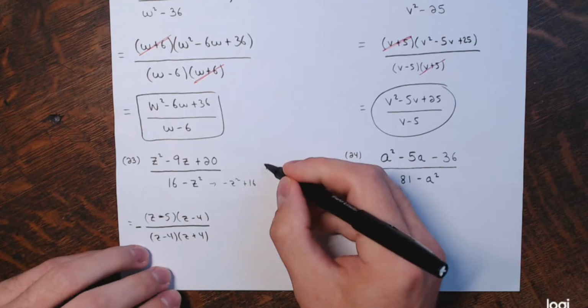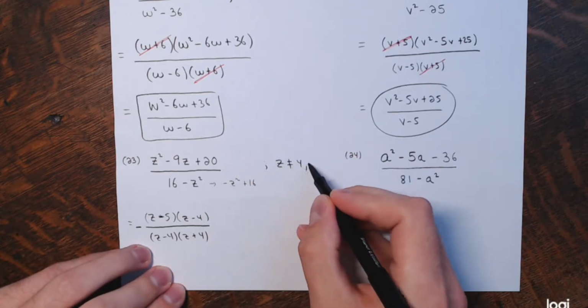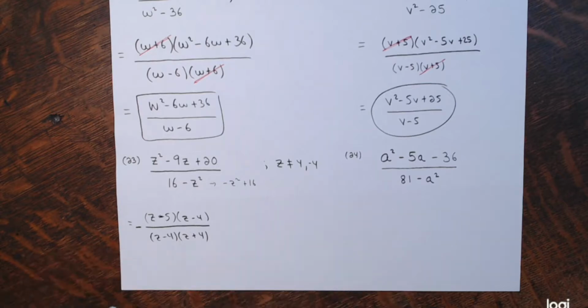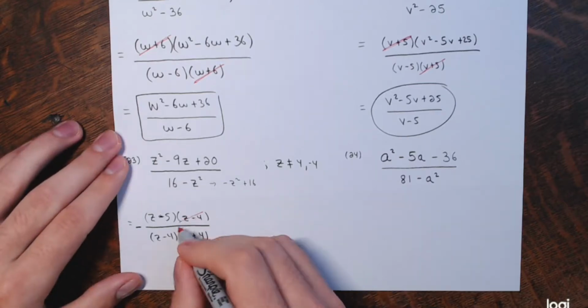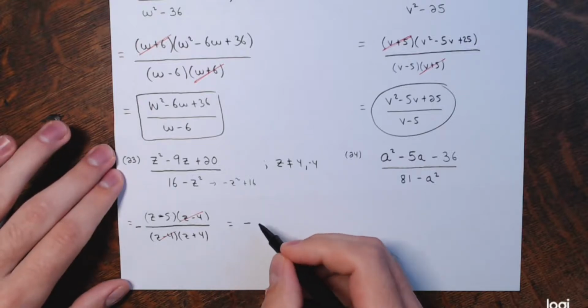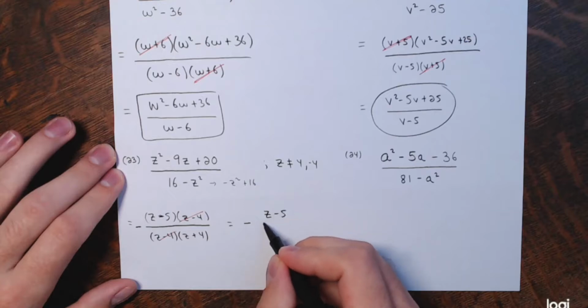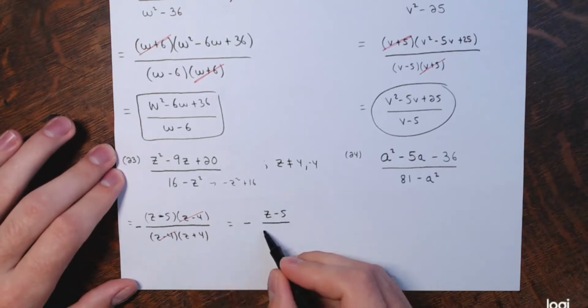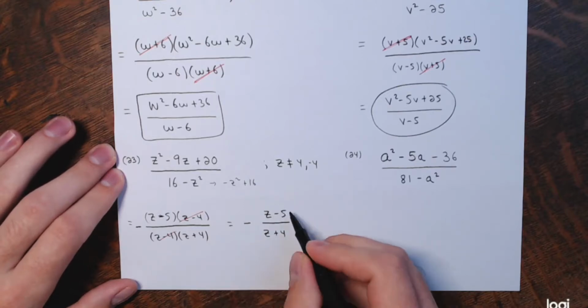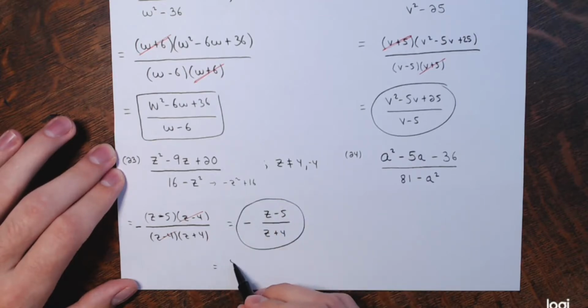And so I'll make a note that the value of z cannot be 4 or negative 4, because that'll make me divide by 0. Cancel the common factors of z minus 4 here. And what I'm left with is the opposite of, or negative, the numerator z minus 5 divided by the denominator z plus 4. So you can leave it this way, or if you want to put the negative in the numerator, that could be 5 minus z divided by z plus 4, same thing.